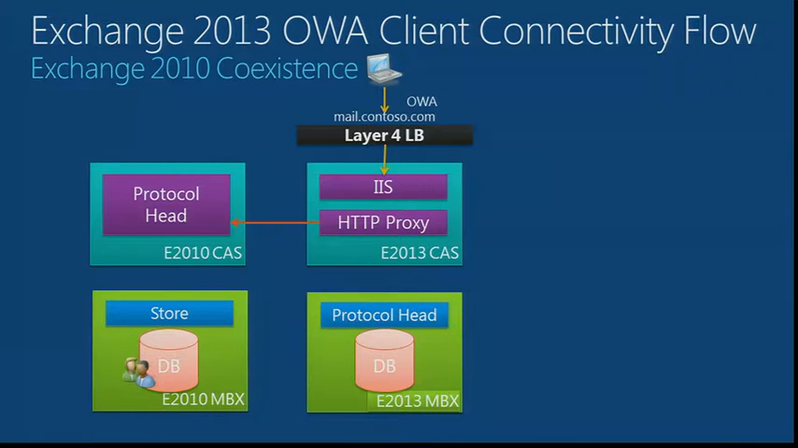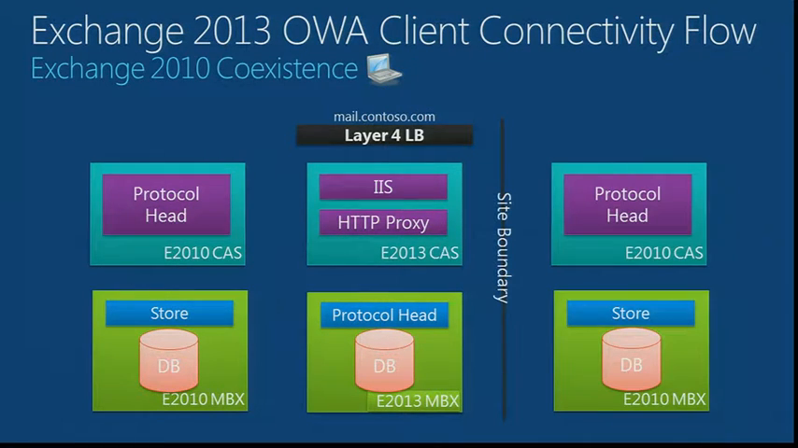So in this case, for a 2010 user, the 2013 CAS is going to recognize, well, you've got a legacy mailbox. So I'm going to go ahead and send this over to the 2010 CAS, and that 2010 CAS will then talk to the mailbox on your behalf. Okay, so it's a very, very simple coexistence scenario. You don't need to give users a new URL. They just keep using the same URL, and they get right into their new mailbox or their old mailbox, depending on where they are.